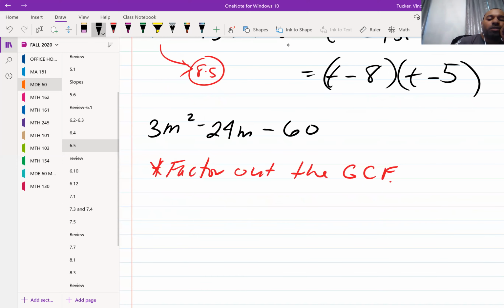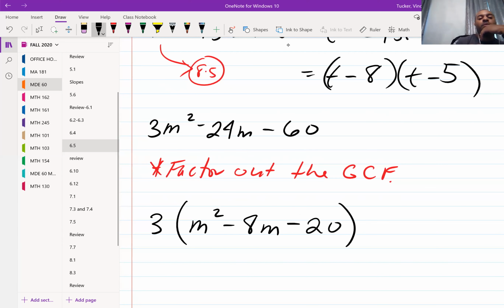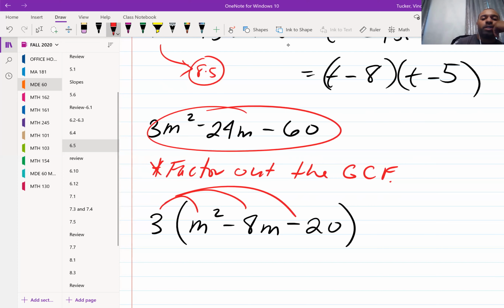All right. So if I pull a 3 to the front, that'll leave me with m squared. If I pull a 3 out of the 24, that leaves me with 8. And if I were to pull 3 out of the 60, that would leave me with 20. And remember, if you need to check, just multiply back out and see if you get what you originally had. Oh, wait a minute. Okay.